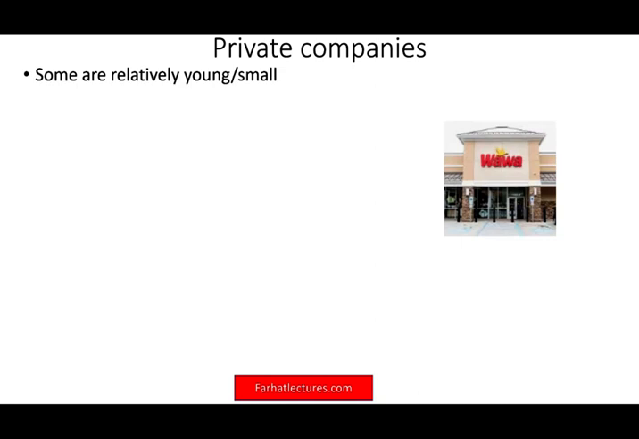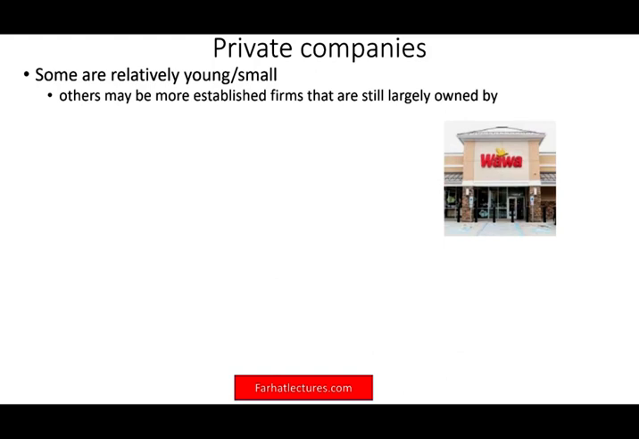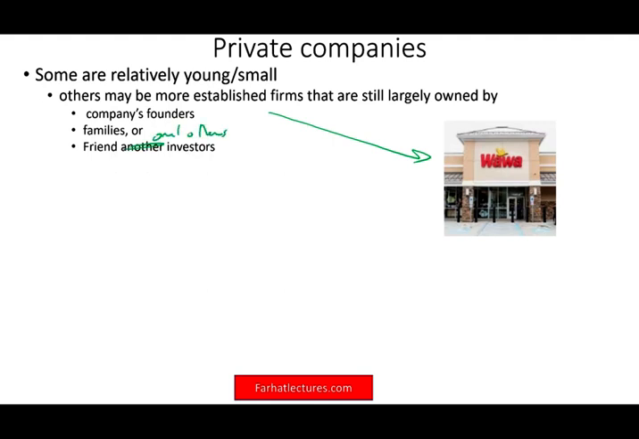Private companies are relatively young or small, though they don't have to be. They could be large as well. Others may be well-established, like Wawa, and still largely owned by company founders. Basically, Wawa is still owned mainly by the family, friends and other investors. So simply put, if I wanted to buy stock in Wawa, I would have to find someone who owns the stock.